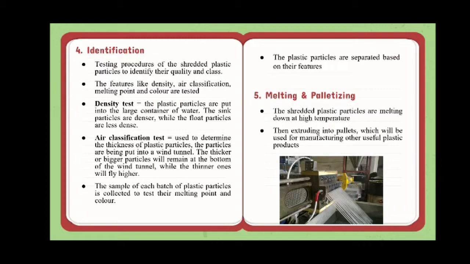And the last step is melting and pelletizing. The shredded plastic particles are melted down at high temperature, then extruded into pellets, which will be used for manufacturing other useful plastic products.